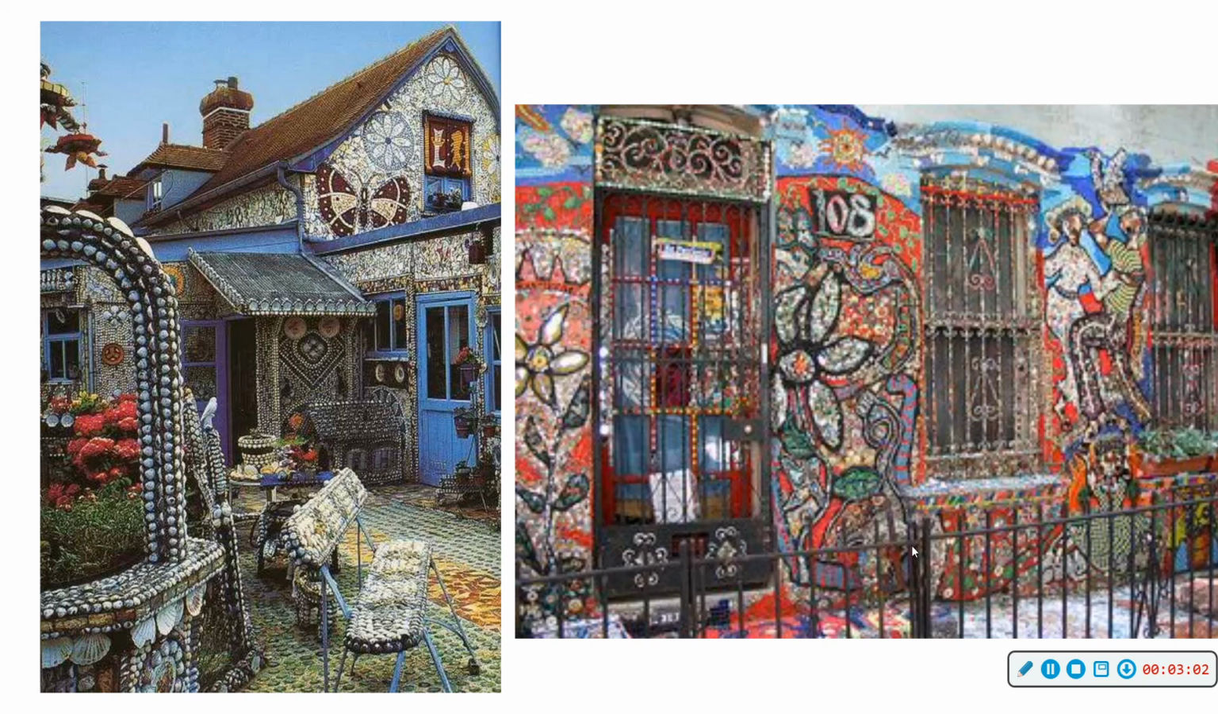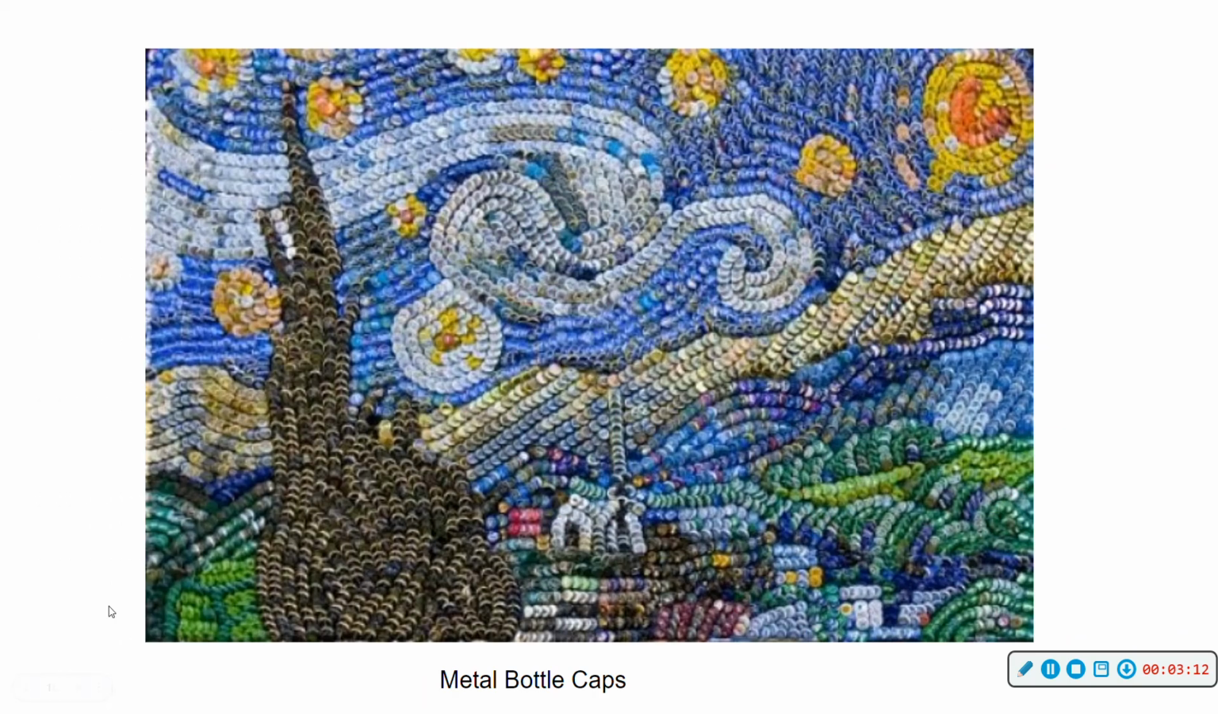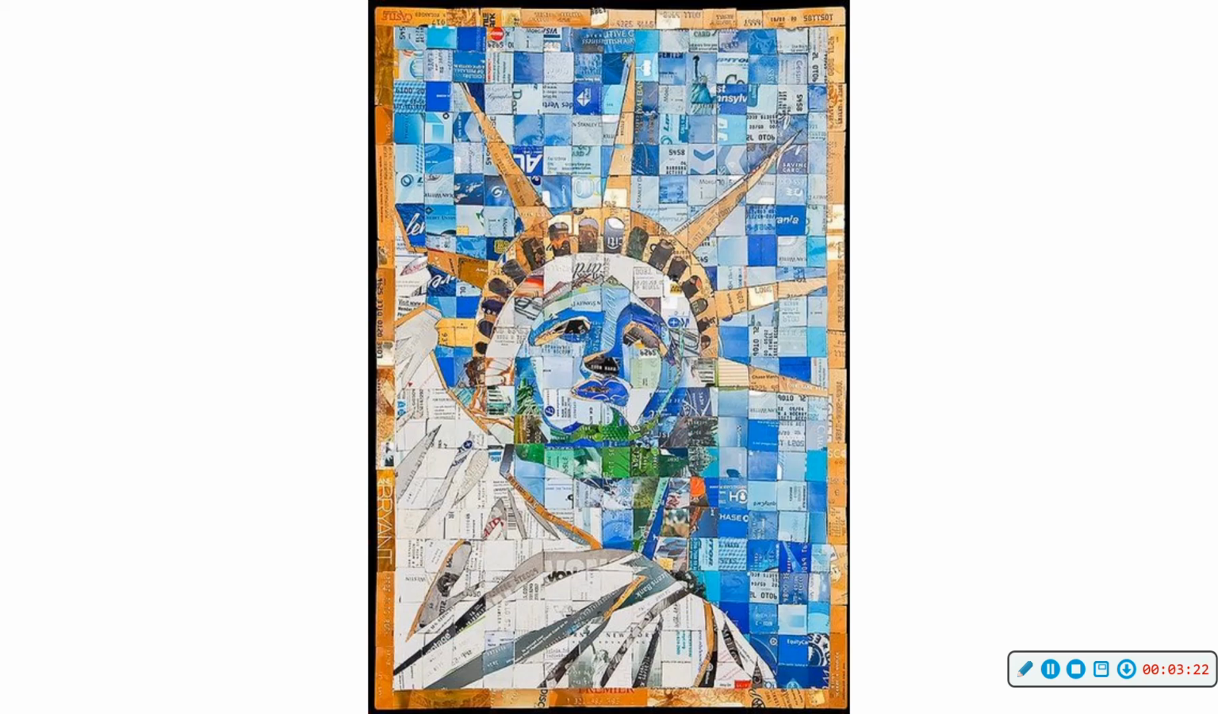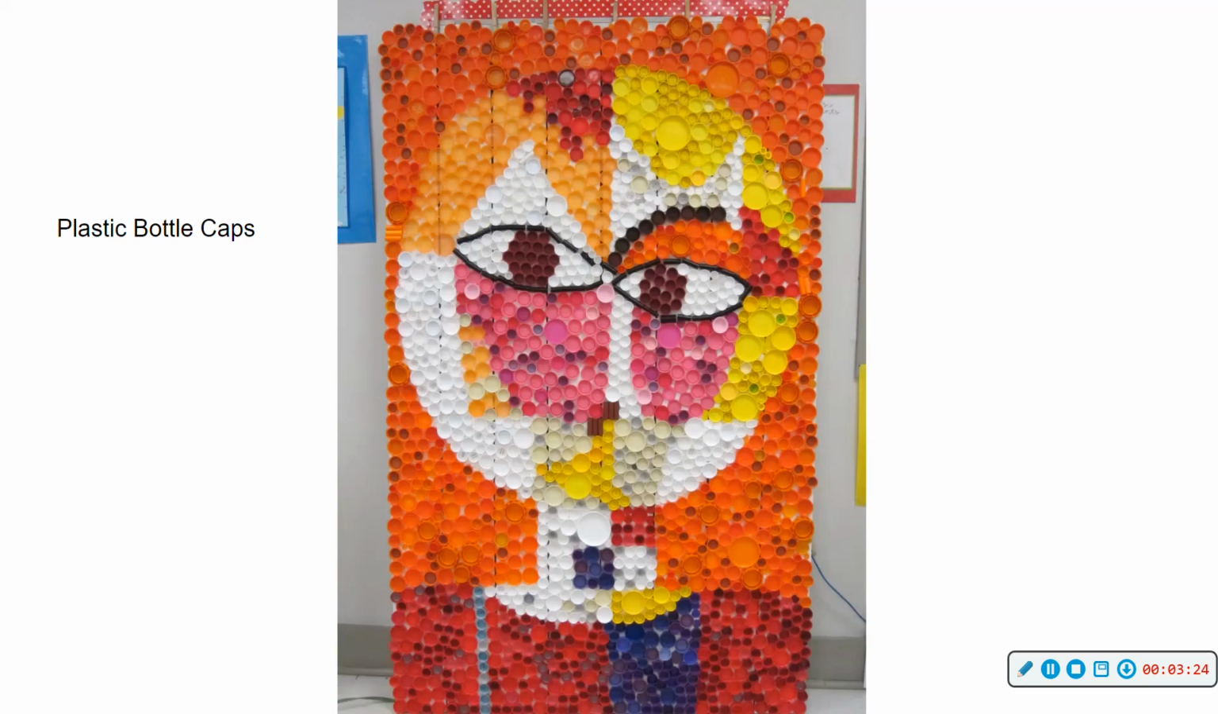Now, people who were not famous have also done mosaics. For example, here's somebody who covered their entire house in mosaics, including mosaics made from seashells. This is a mosaic made from metal bottle caps. One made from the free credit card and gift cards they used to send you in the mail. This is another one from credit cards. One made from plastic bottle caps.